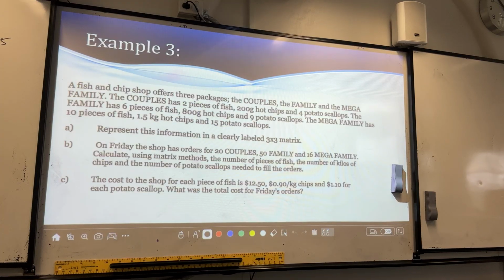And then part 2. The shop has ordered 20 couples, 50 families, and 16 mega families. Calculate using the matrix method the number of pieces of fish, the number of kilos of chips, and the number of potato scallops needed to do the ordering. So now, what you need to think about is you want the total number of fish, the number of kilos of chips, and the number of potato scallops.